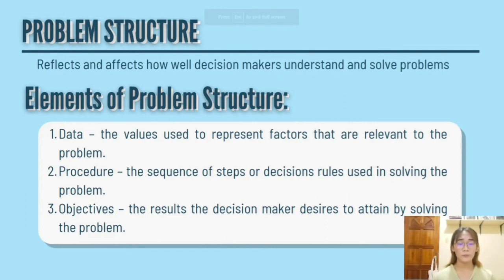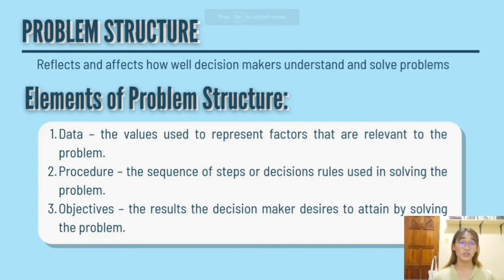So the structure of the problem has three basic elements, which are the data, procedures, and objectives. So when we say data, these are the values used to represent factors that are relevant to the problem. So dapat yung mga data na ginagamit natin sa pagsosolve ng problem, connected siya sa problem na sinusolve natin. So hindi yung halimbawa ang problem natin is all about production, hindi naman pwede yung data natin is all about marketing statistics. So hindi masosolve yung problem with the wrong data.